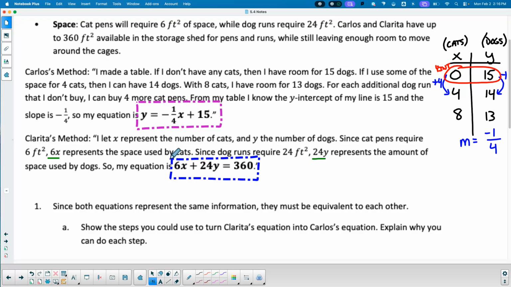Which method do you find easier? Carlos's? Finding the slope? Okay. Downfall with Carlos's method though, not to shoot holes in your thinking, but so that's a positive. It's a little bit easier, but what's the problem with it? You gotta find points, right? You gotta find points that work.